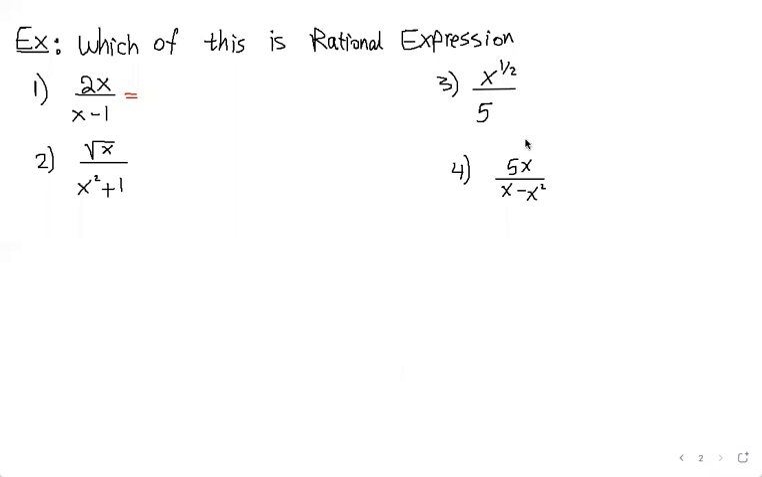So I said before, a rational expression must look like polynomial over polynomial. This is polynomial 2x. Is it a polynomial? Yes, it's a polynomial. What is the second one here? The denominator. It's a polynomial, x minus 1. Yes. So this is a rational expression, because 2x and x minus 1 are both polynomials.